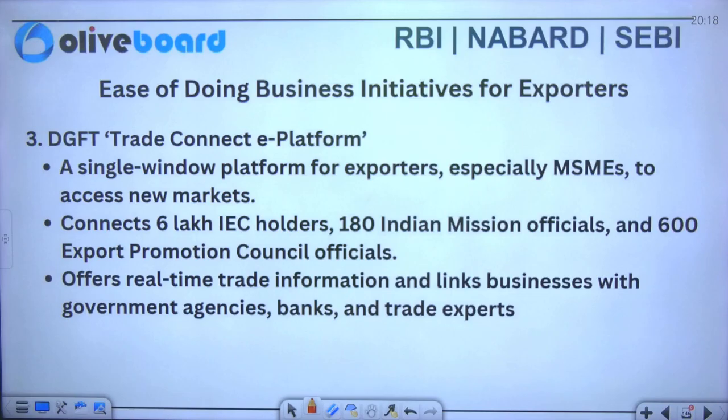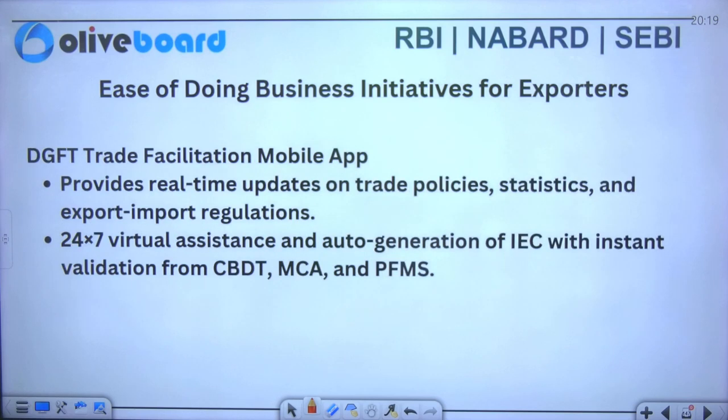Now, if I talk about the DGFT Trade Connect e-platform, a single window platform is there for exporters. Specifically, we are targeting our MSMEs to access new markets. Now it will connect various stakeholders. It will connect 6 lakh IEC holders, 180 Indian mission officials, and 600 export promotion council officers. It will ensure that the information exchanged is real-time trade information. Okay, and it will link the businesses with government agencies, banks, and trade experts as well.